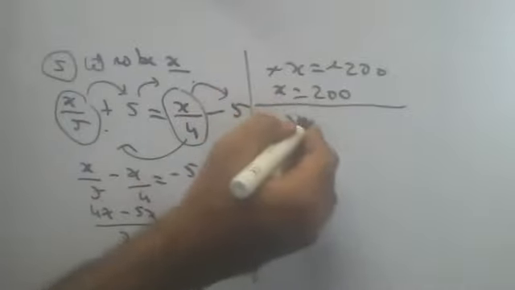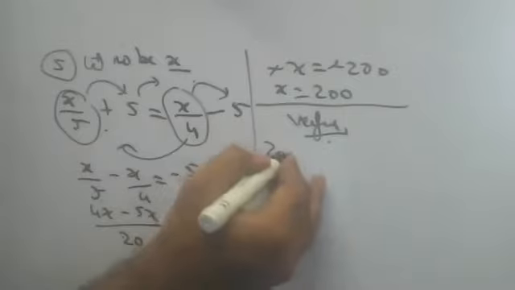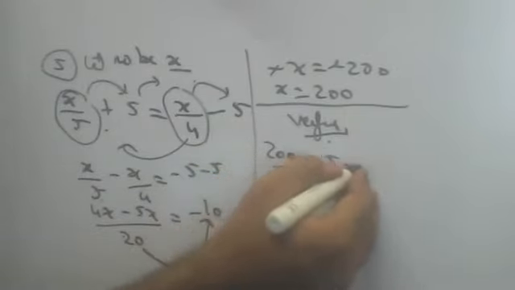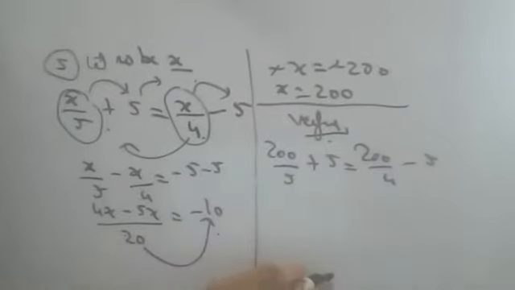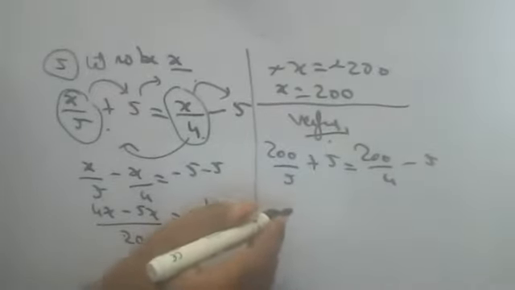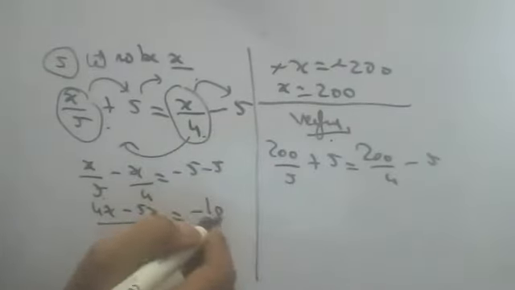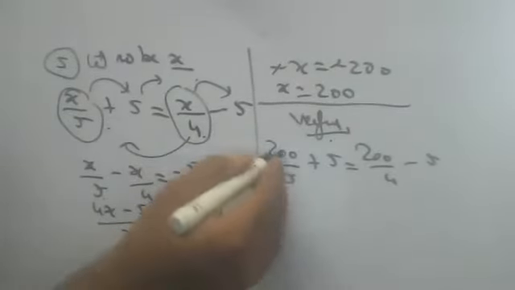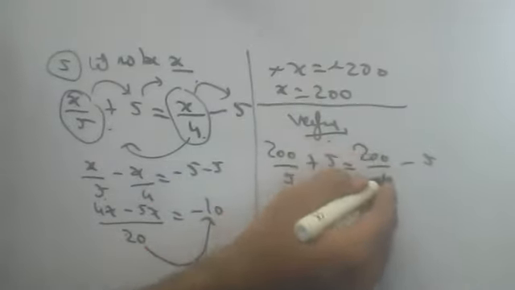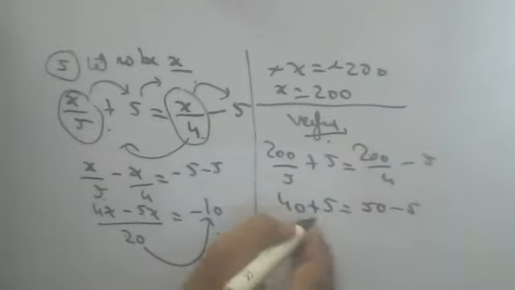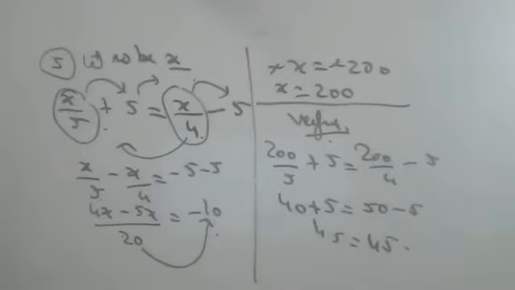Let's verify whether what he gave is correct or not. Fifth part, 200 by 5 plus 5, is equal to fourth part, 200 by 4 minus 5. Let's check whether they are correct or not. 200 by 5 is how much, children? 40, plus 5. 200 by 4 is how much? 50, minus 5. 45 is equal to 45. Yes, what he told is correct.